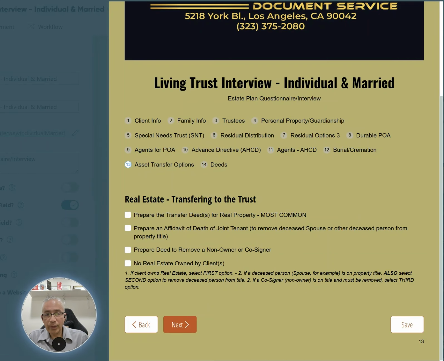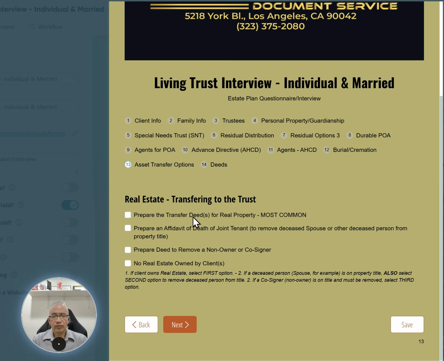Okay, we're in the home stretch. We're at pretty much the last section that deals with real estate and transferring that real estate to the trust, or the legal terminology, funding the living trust with real estate. This includes three different options that I'll discuss and explain within this form separately.